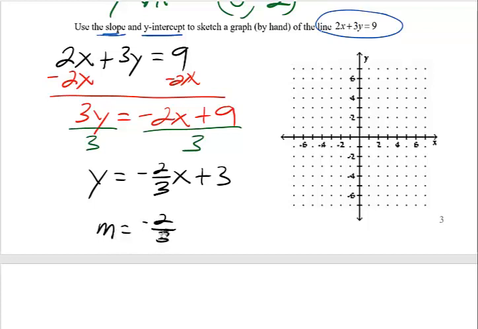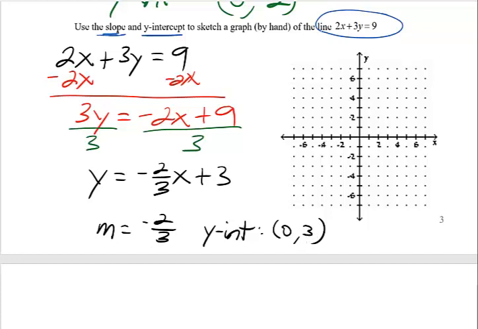It's negative 2/3, right? It's in the good format, so the number in front of the x is the slope. And I know my y-intercept is positive 3. If I want to state it as an ordered pair, that would be 0, 3. That's all the information I need in order to graph this line.